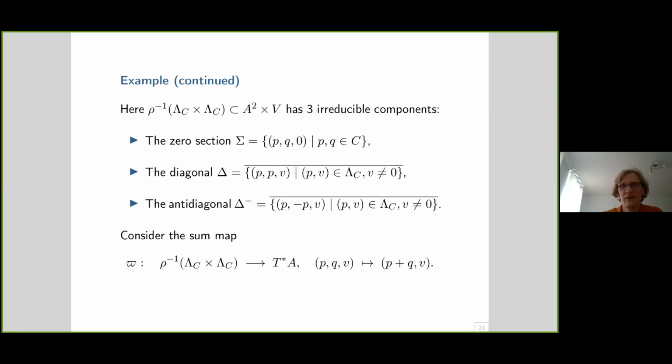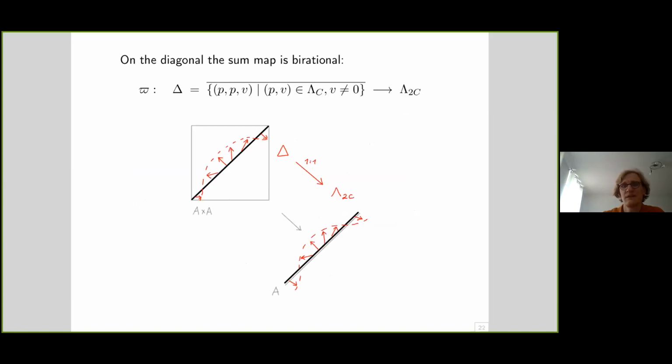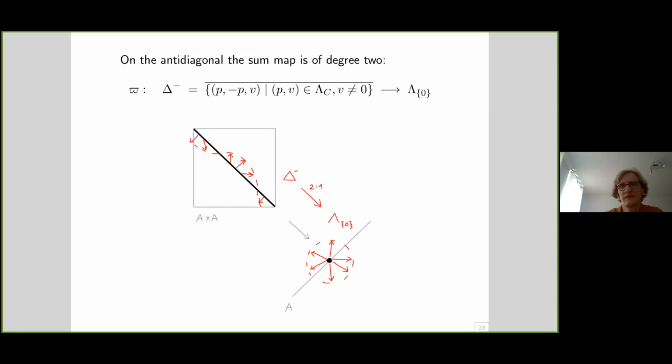And now we have to look at the sum map, pi, which goes from this fiber product to T star A and sends (P, Q, V) to (P plus Q, V). And so by definition of the clean push forward, this zero section will disappear because the Gauss map is non-dominant. You have a zero here always. But the other two components you will see. And the situation is as follows. On the diagonal component, the sum map is birational. It's essentially the map sending a point P to twice the point P. Whereas on the anti-diagonal, the sum map is of degree 2.